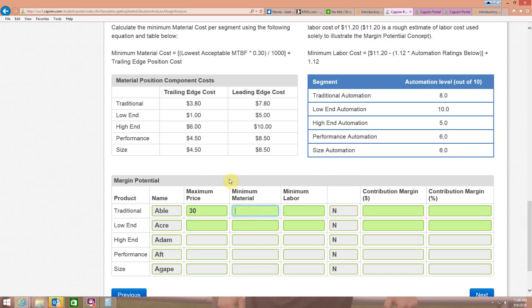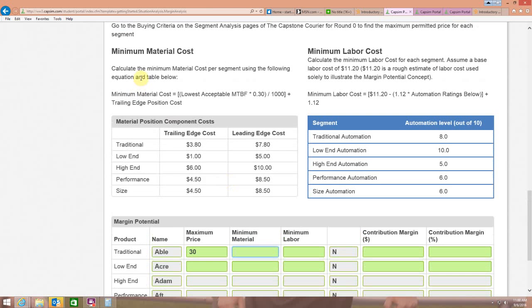What's the minimum material? Well, we have to do some calculating. To calculate the minimum material cost per segment using the following equation and table below, the minimum material cost is equal to my lowest acceptable MTBF times 0.3 divided by 1,000 plus the trailing edge position cost. Wow. Well, here's my trailing edge cost, it gives that to me. But I've got to calculate based on the lowest acceptable MTBF times 0.3.